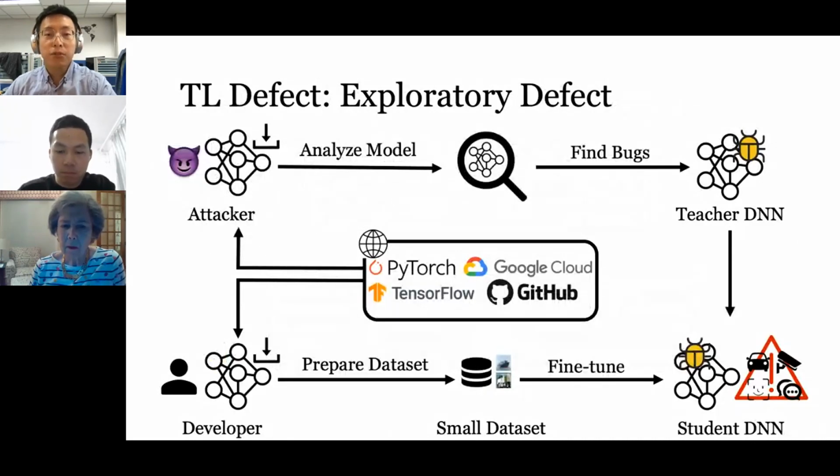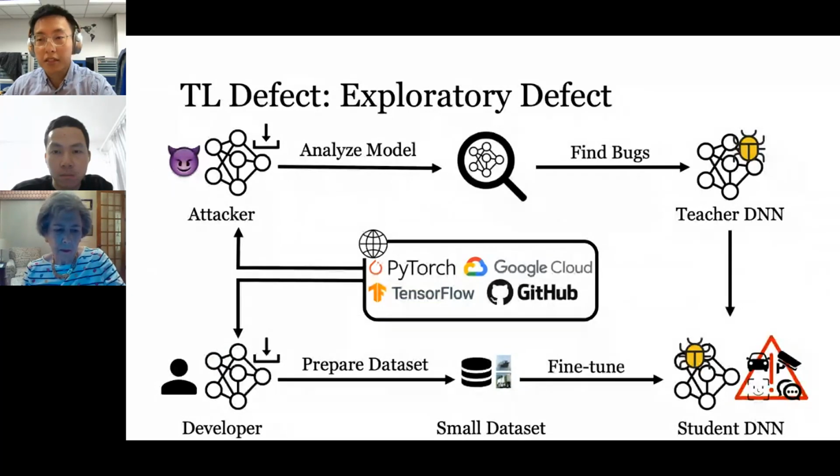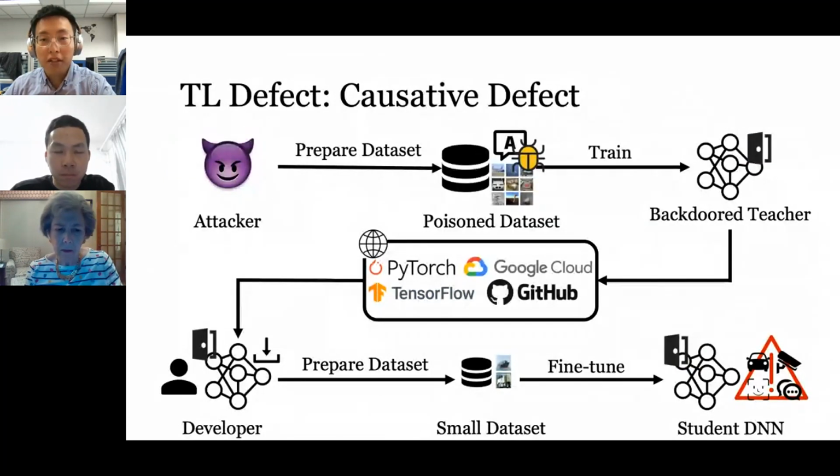For the adversarial vulnerability, the attacker downloads the teacher model, analyzes the model, and finds the bugs of the teacher DNN. These bugs may be inherited by the student and be used to attack the student application. For the backdoor, the attacker can intentionally poison the training data set. Then, the trained teacher model contains a special backdoor. After the developer fine-tunes the student model, the backdoor remains and threatens the applications.